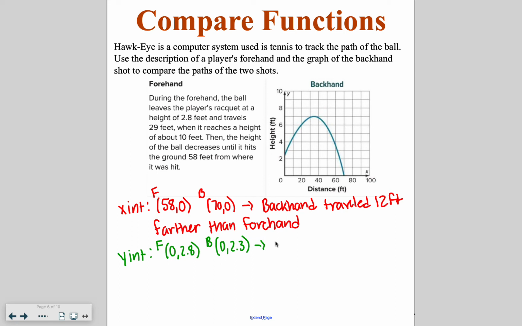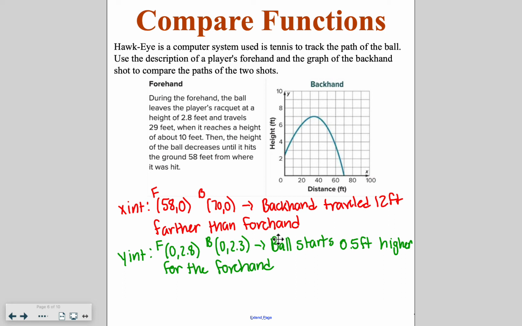Then once again, we need to make our comparison. And in this case, the comparison that I'm going to make is the ball starts 0.5 feet higher for the forehand shot. So again, you can do the comparison in either direction. If you wanted to say the ball starts 0.5 feet lower for the backhand, that is also acceptable.